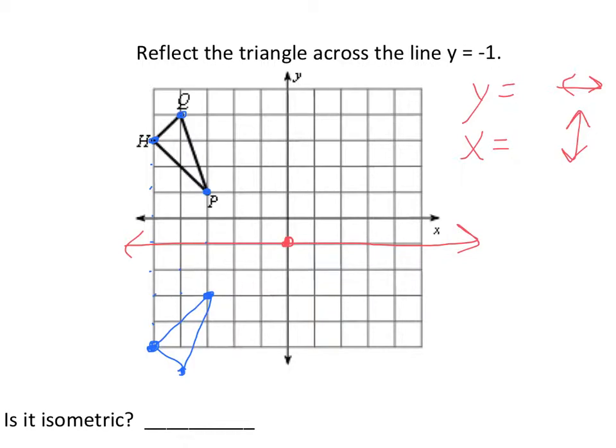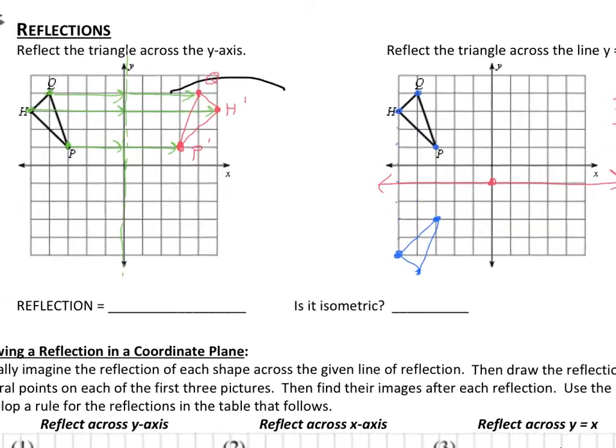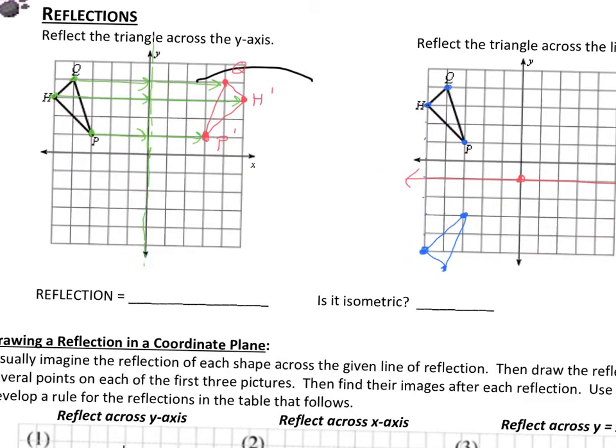Well, you might notice in these two examples we had rigid motion. So as far as the question here, is it isometric? Remember, isometric is just another way of saying, is there rigid motion? Was there no change in size or shape? So if there is no change, then it is isometric. And yes, it does have rigid motion.